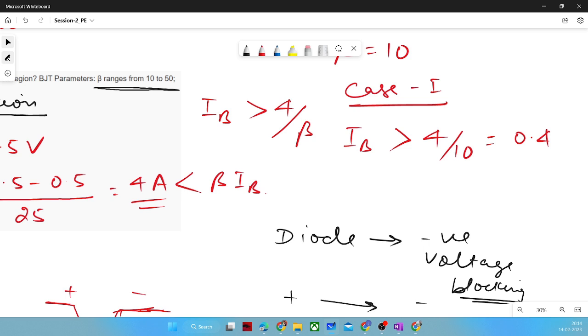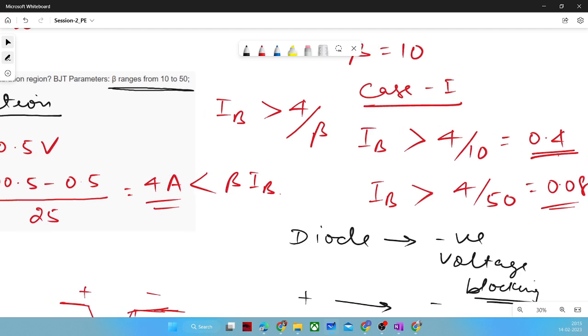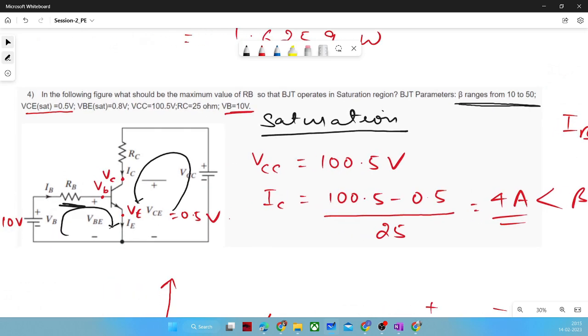So IB must be greater than the higher value, right? Because once it is valid for one condition, then it will be true for another condition. So once IB is greater than 0.04, then IB will definitely be greater than 0.4 by 50, that will be 0.008. So we will take the value of IB, that will be 0.04, right? And that's what we just needed to identify. After that, it is really a straightforward problem.